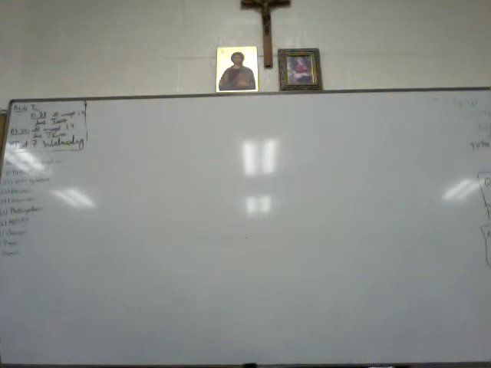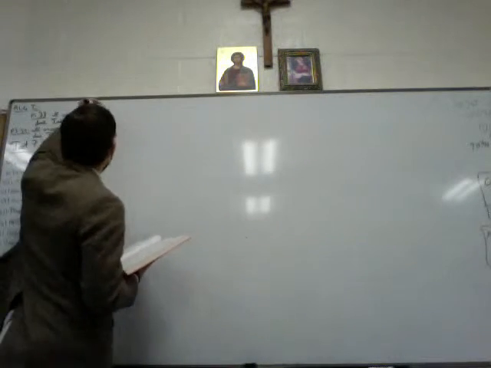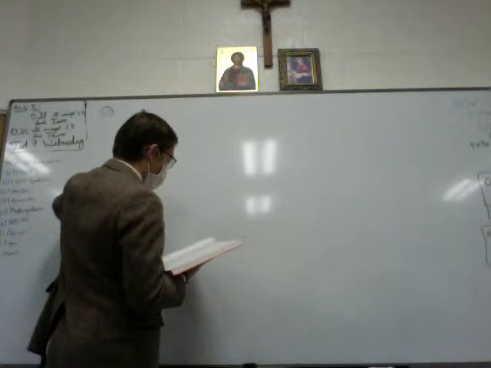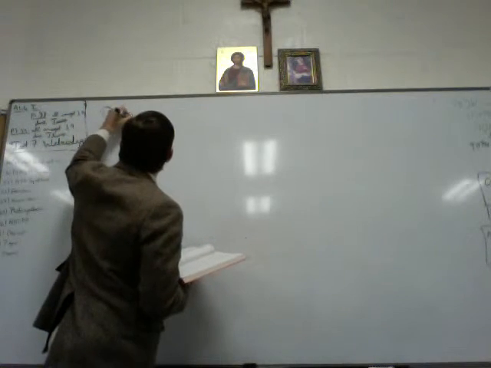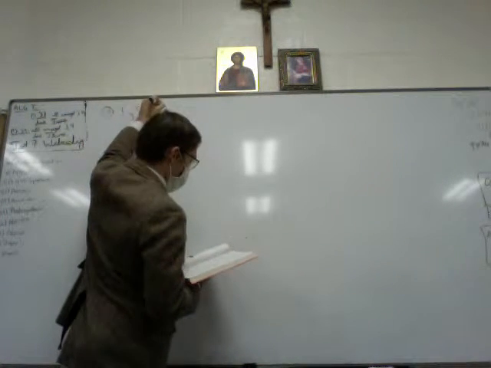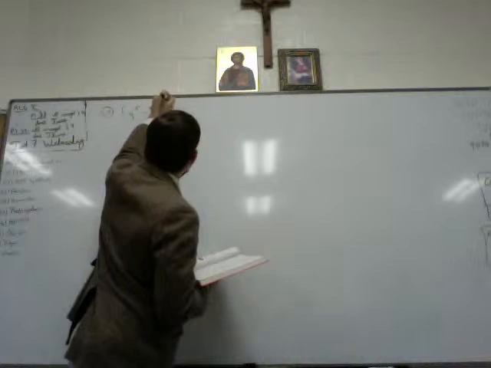Already dropped my marker. Sweet. So the problem says number 24. We're expanding using the distributive property. You said 24, right? Yes. Okay, 24. So we've got parenthesis y to the negative fifth minus 2y to the seventh, times x to the fifth.